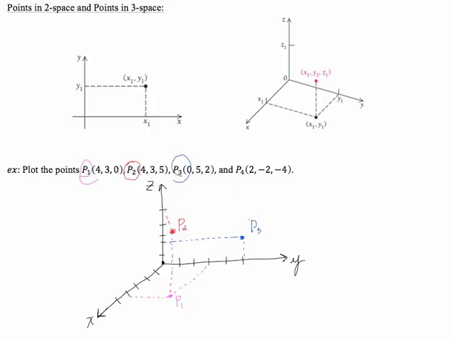And then this P4 is a little bit challenging to plot. It's 2, -2, -4. So we're going to go 2 in the x direction, -2 in the y direction is about like so, and then straight down 4 units roughly. It's about down there.